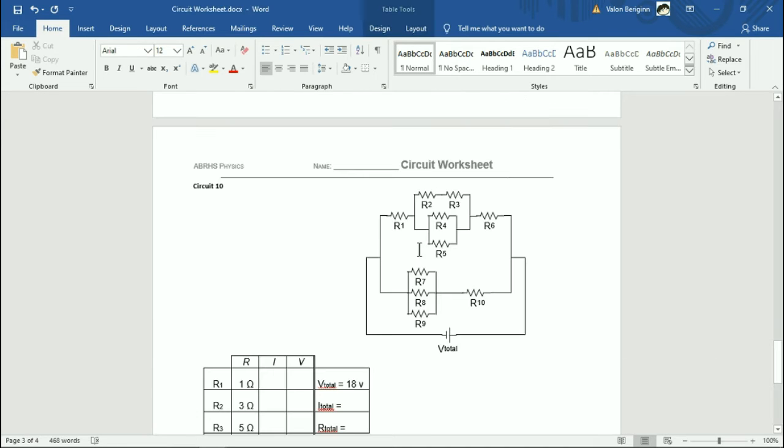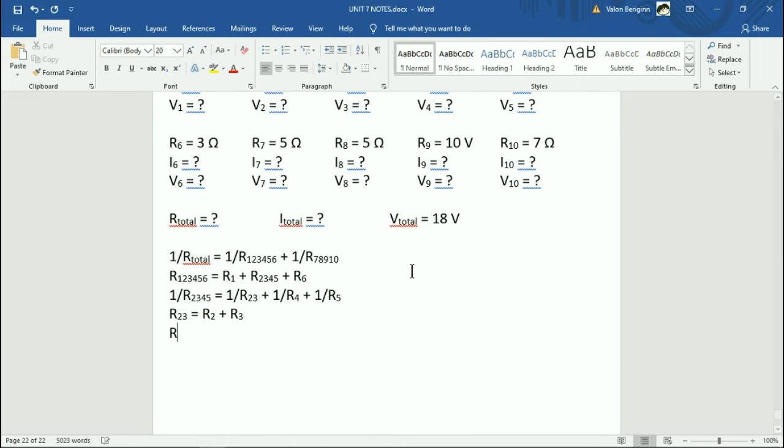Okay, and then now let's look at the bottom path. 7, 8, and 9 are in parallel with each other, and 10 is in series. So R 7, 8, 9, 10 is equal to R 7, 8, 9 plus R10. And R 7, 8, 9 equals, well, these are all in parallel with each other, so it's 1 over that equals 1 over R7 plus 1 over R8 plus 1 over R9. So now we have equations to solve for all of this.